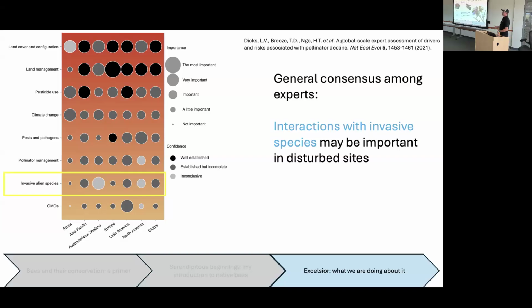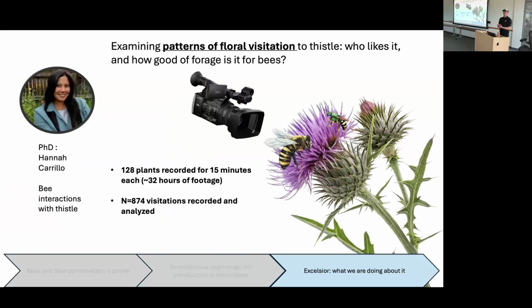And I thought, well, why don't we study these thistles and figure out who's coming to thistle? Does thistle need bee pollination? How well do bees pollinate thistle? In other words, are they moving thistles around on the landscape and contributing to its success also?